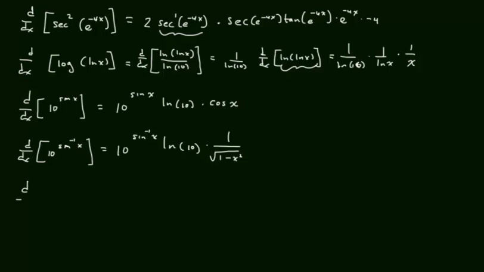Last example. The derivative with respect to x of x squared times e to the cosine of x. Let's not please forget product rule. First term times the derivative of the second, e to the stuff times negative sine x, plus second term times the derivative of the first.